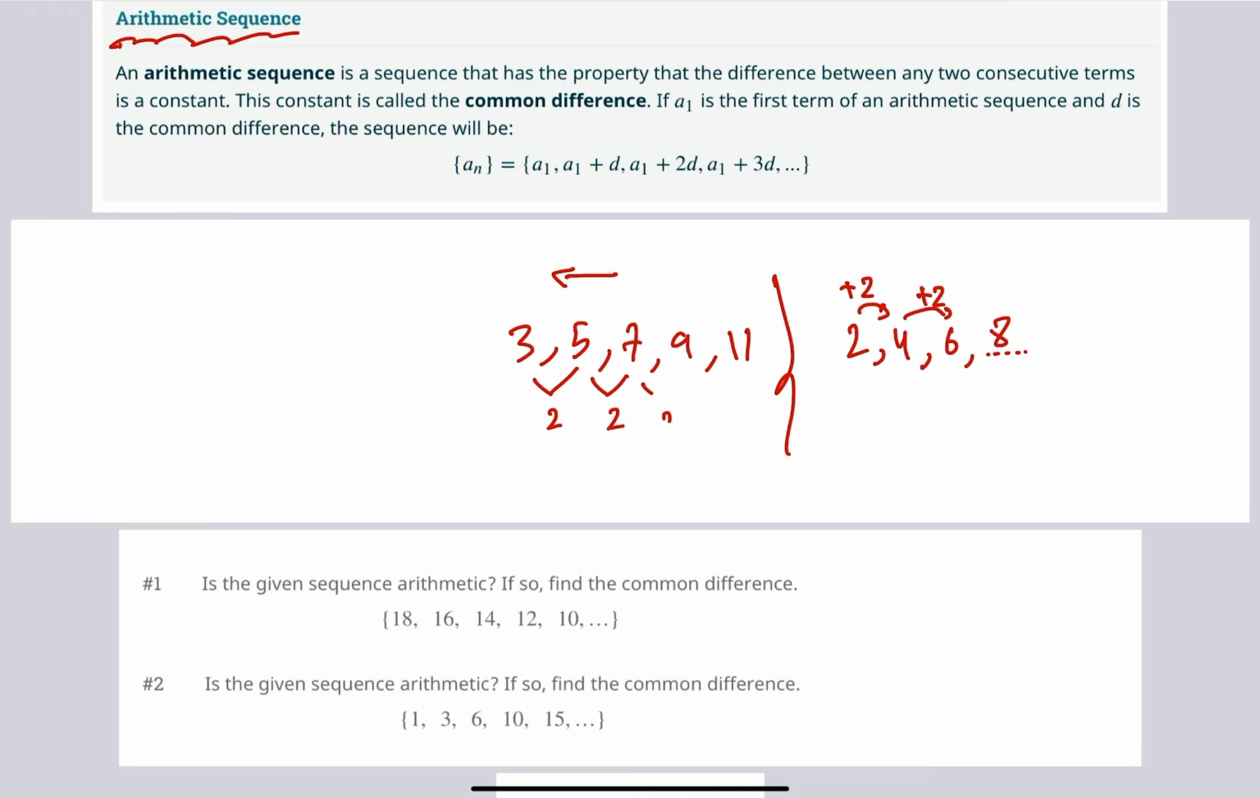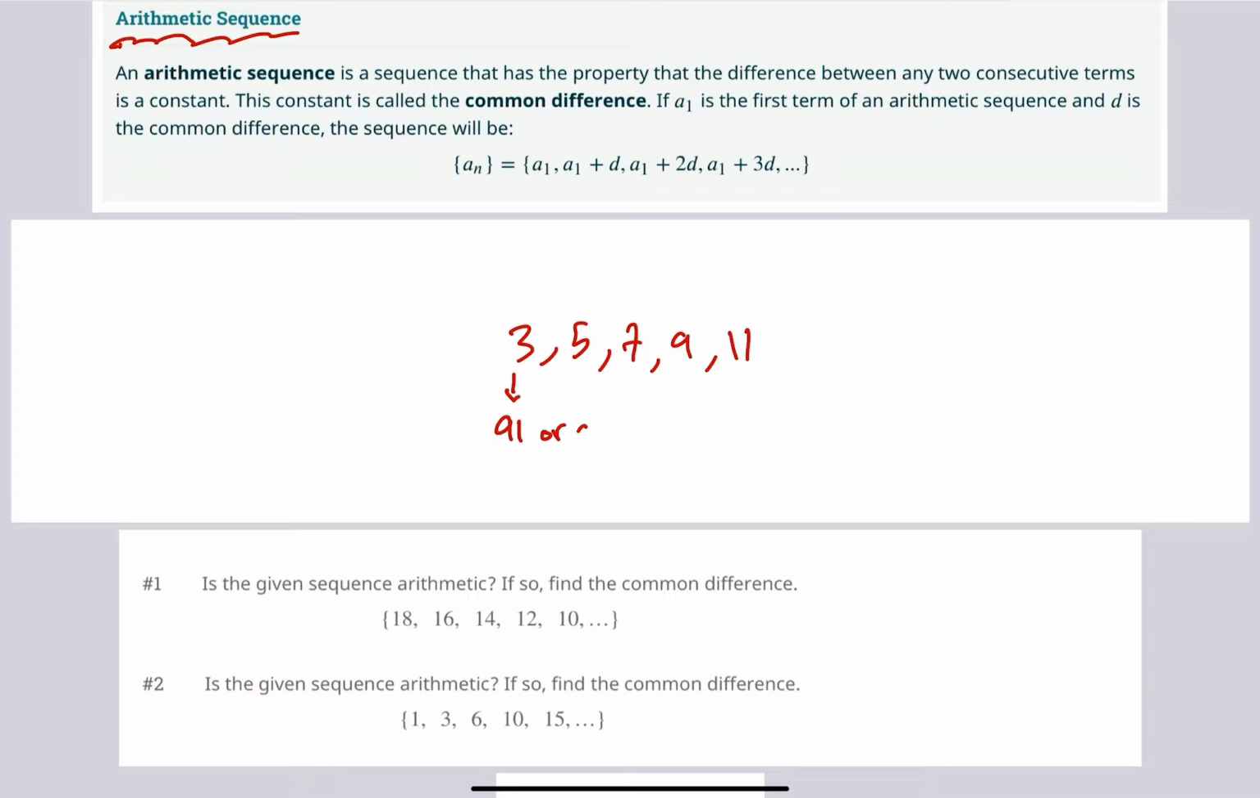Now, you heard the word term, right? But what does that mean? Well, this is really important with sequences. The first term, in this case, is 3, right? It could be called A1, or it could be called A0, depending on the question.